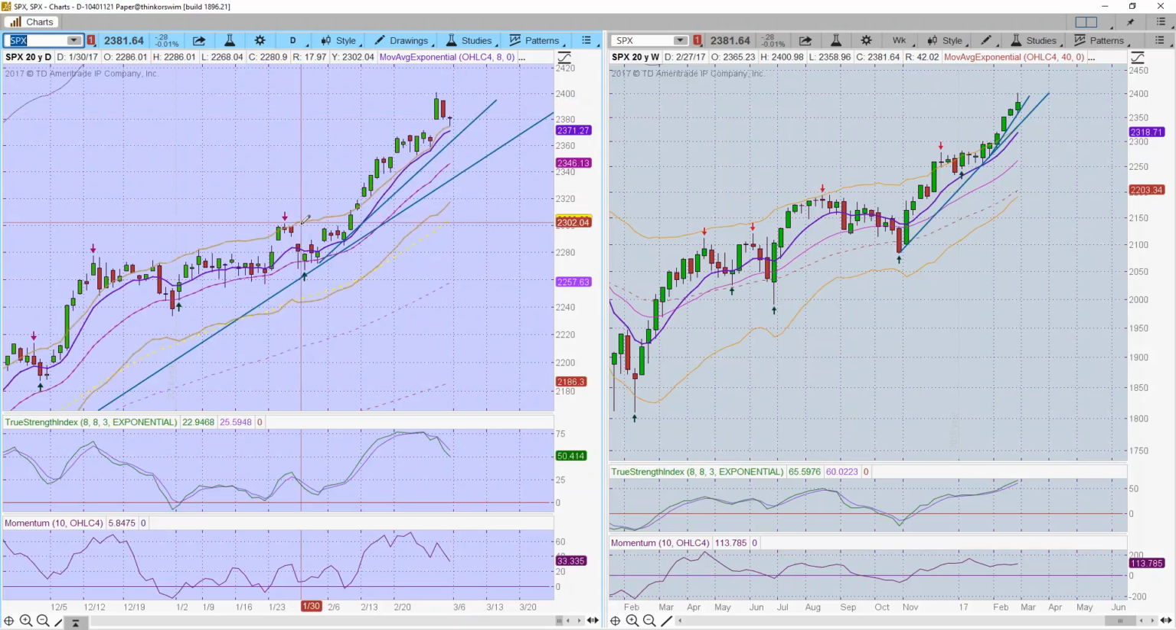As we highlighted a few weeks ago, we had an island top here where we gapped up, went sideways, and then fell back down. But the effects of that island top did not last for very long. We pulled back right to the moving averages, especially the 20-day moving average, and the rebound took off from there.